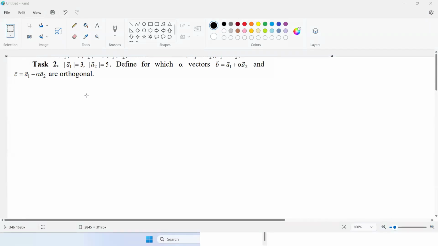We should find alpha for which the vectors are orthogonal. If vectors are orthogonal, what is their scalar product? Zero. Yeah, zero. So we need to do almost the same as for the previous task, but we will have an equation for alpha. We need to multiply b by c, and it will equal 0. Let's write it in detail.